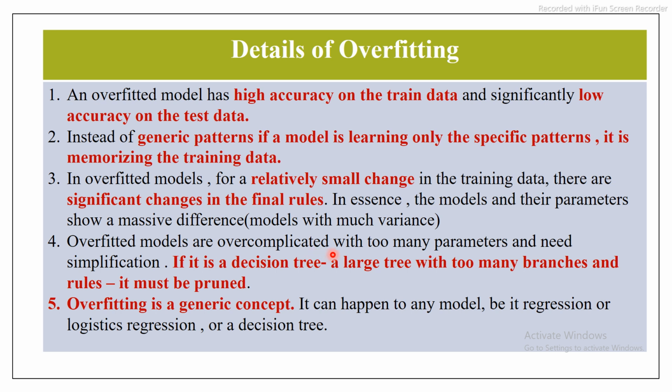Overfitted models are overcomplicated with too many parameters and need simplification. If it is a decision tree, a large tree with too many branches and rules must be pruned. So if your decision tree is giving you a higher training accuracy, just make sure that it doesn't mean you are using more branches. Okay, so overfitting is a generic concept, it can happen to any machine learning model, maybe regression, logistic regression or decision tree. So how are you going to see that there is an overfitted model? If your training accuracy is higher and test accuracy is significantly low, just understand that it is an overfitted model.